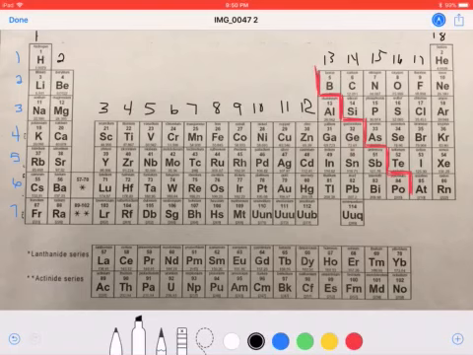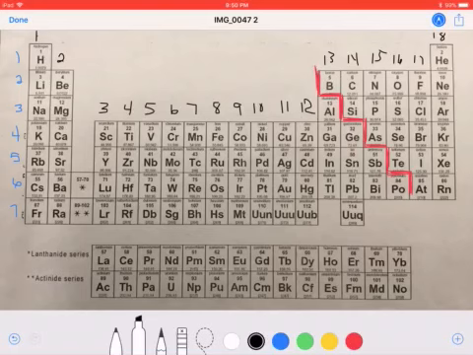All right, so we are going to talk about the periodic table and what you need to know in order to do well on your periodic table essential skill. There are about 5 or 6 different things that you're going to need to know. So we're going to work our way through each of those.